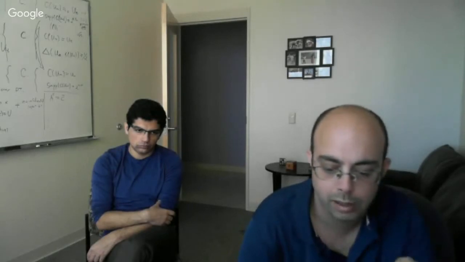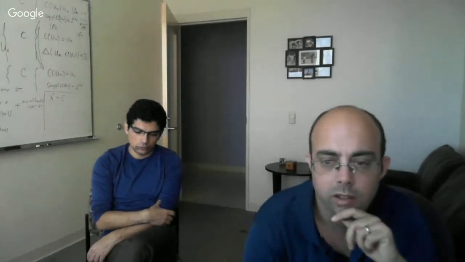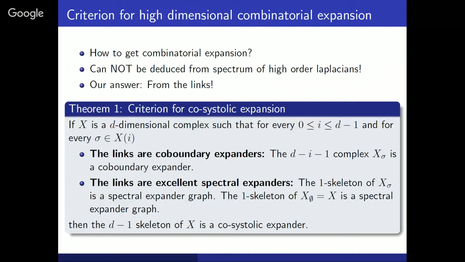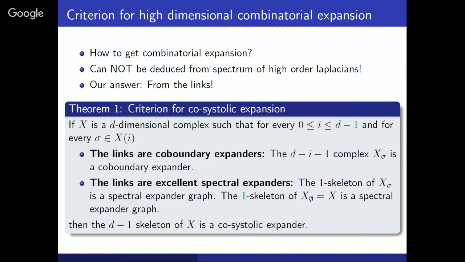In the two-dimensional case, do you also look at the links of edges? Yes, but the links of edges now will be just a set of vertices, so we don't require anything for them. So you don't require anything for them? Yeah, we don't require anything for them.